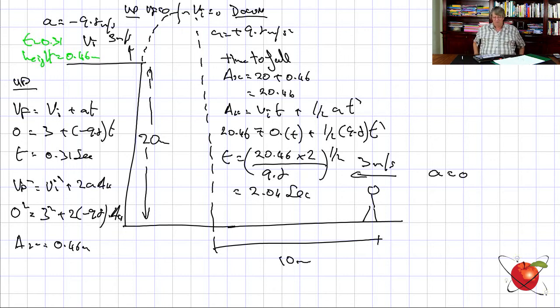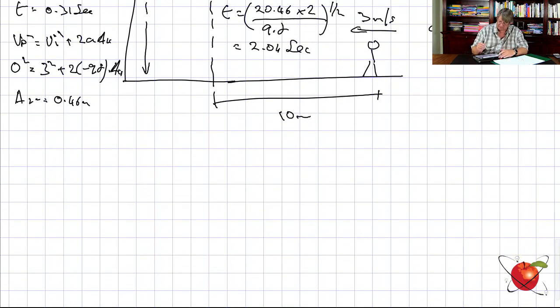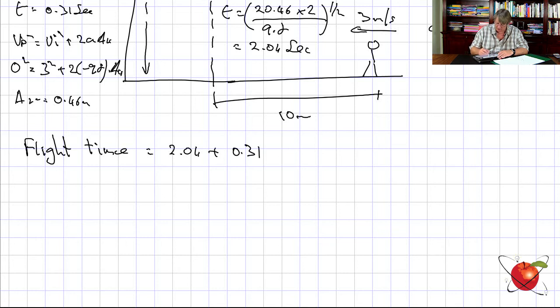Okay, so now I know. But hold on a second. It's quite simple. I've got it, because how long is my ball in the air? I can say the flight time is equal to 2.04 plus 0.31 seconds, which is going to be equal to 2.35 seconds. So by the time the ball has gone from here, up, and down to the ground, the person has got to have caught it.